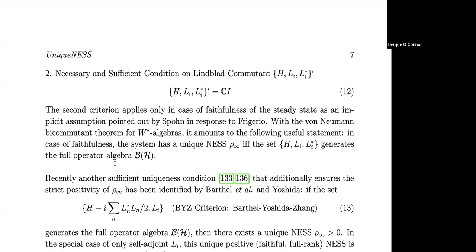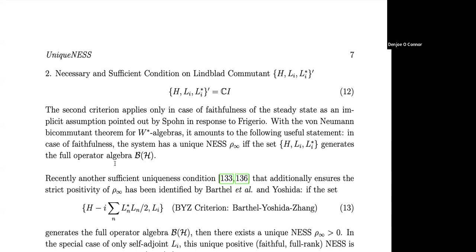But the second criterion I show here only applies if you have a positive definite state, which is also called a faithful state. Because the state could be greater or equal to 0, right? So the problem is always this, as was the case earlier for inner products: if it's non-definite, if it's semi-definite. And this was pointed out by Spohn then.